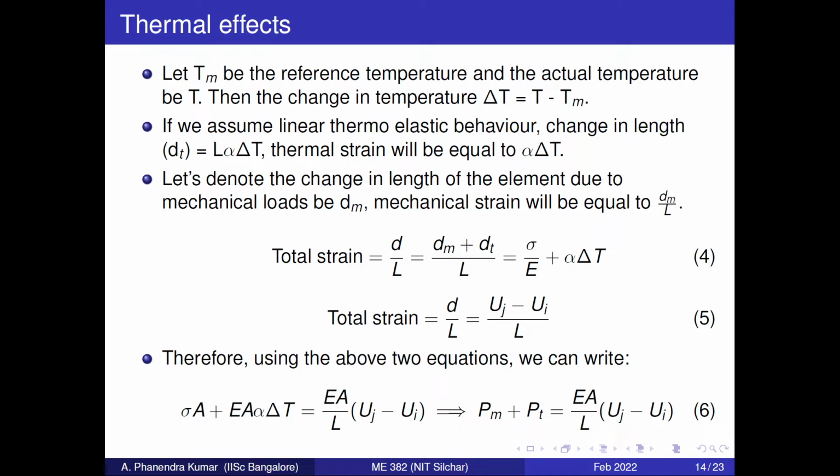In that case the change in length, delta L, because of this change in temperature will be equal to L alpha delta T. You might have studied this in your plus one or plus two: due to the temperature change, how much change in length will occur in the member. So delta L will be equal to L alpha delta T. Because of the change in length we can evaluate the thermal strain, right? So delta L by L will be the thermal strain, which will be equal to alpha delta T. Alpha is the thermal expansion coefficient of the material of the member.